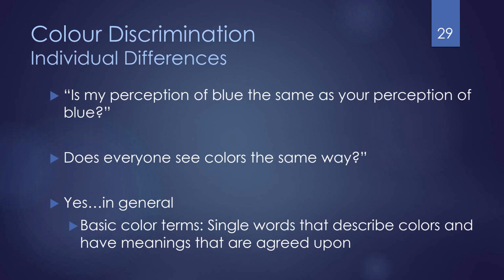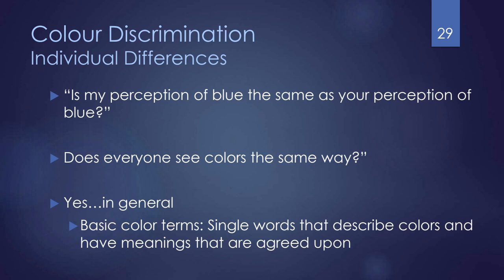Okay, individual differences in the ability to discriminate colors. So perhaps you've thought of the question of whether or not my perception of blue is the same as your perception of blue. So do we experience colors in the same way? And because color is not a physical property of the world, it's a creation of our nervous system, it's a reasonable question to ask whether or not my perception of blue is the same as your perception of blue. So does everybody see colors in the same way?